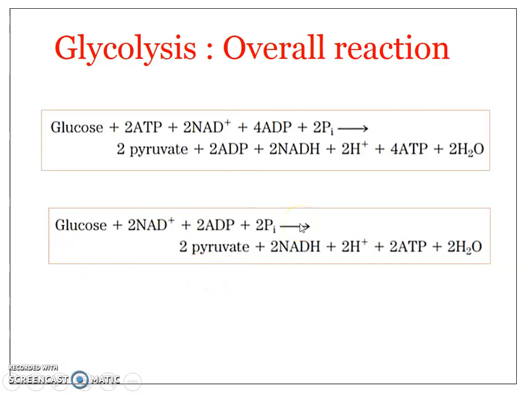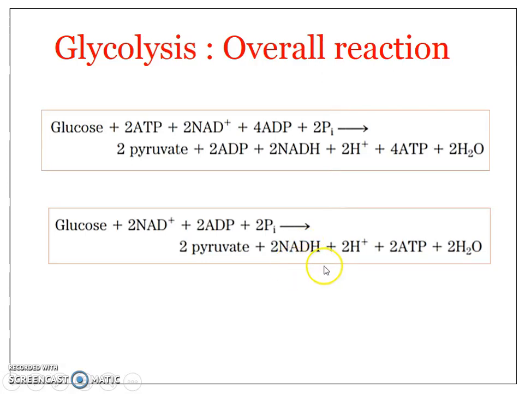Now, when you look into how many ATP molecules are produced as a result of a single glycolytic pathway, we can see two ATP molecules are already produced. Then one NADH is equivalent to almost three ATP molecules. So 2 NADH is equivalent to 2 into 3, 6 ATP molecules.